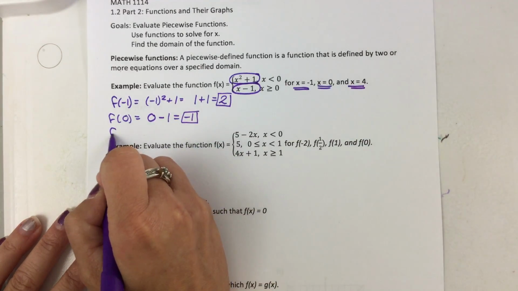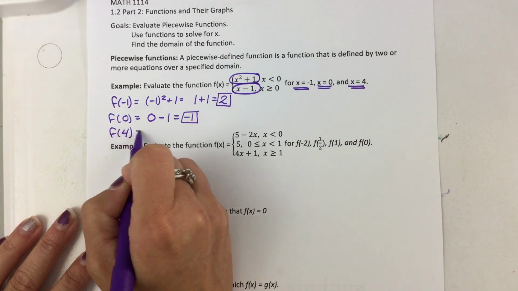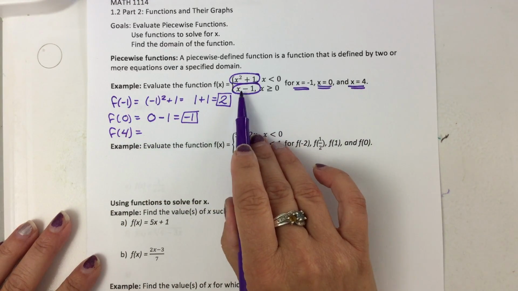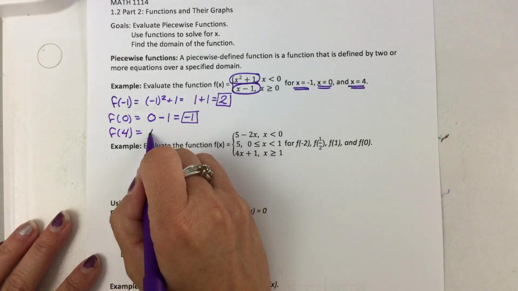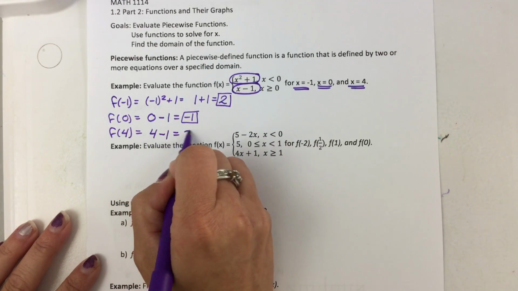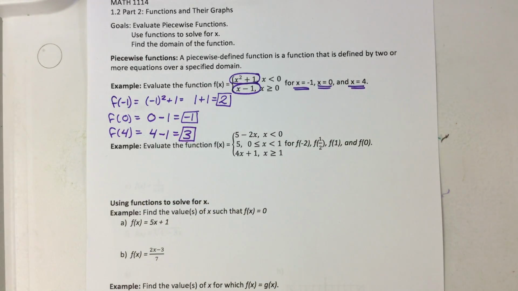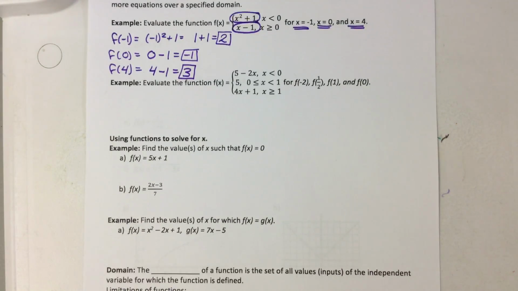Last but not least, let's go f of 4. So again, 4 is greater than 0, so we are using the bottom equation. 4 minus 1 is 3. You guys just evaluated piecewise functions. Let's do it again because it was so much fun.